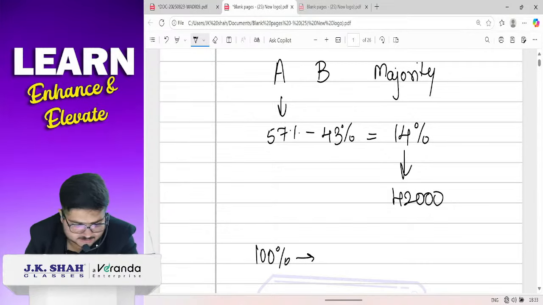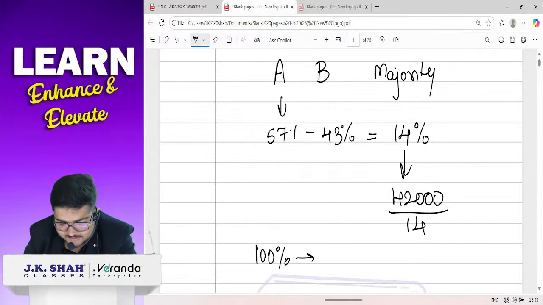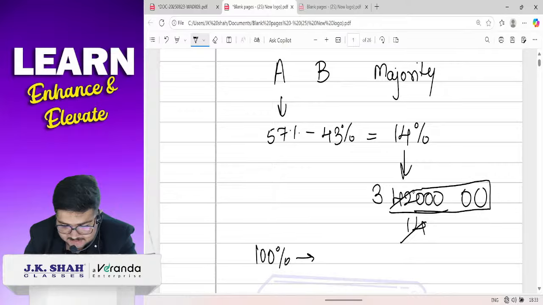So now we were on this question. 14% is 42,000. You have to find 100%. I taught you if 42,000 is 14%, how can we find 100%? Divide this by 14 and put 2 zeros. 14 ones are 14, 14 threes are 42. After 3 there are 5 zeros. So answer is 3 lakh.